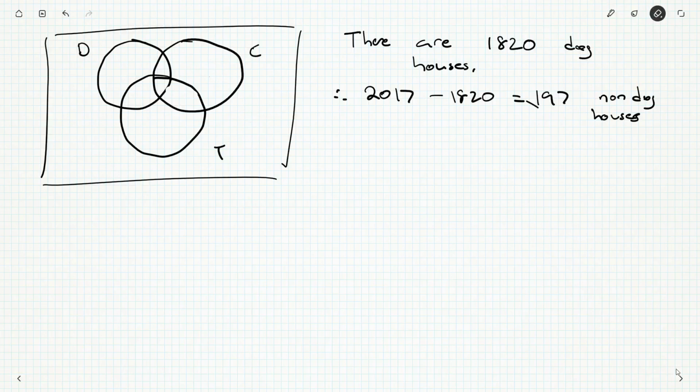Okay, I know for a fact 197 non-dog houses, but where can that be? Okay, I feel like now if I said something like the number of non-turtle houses is therefore at most 197, actually that does make sense. And then that sort of gets me closer to the Y here. And that's actually putting a constraint here.